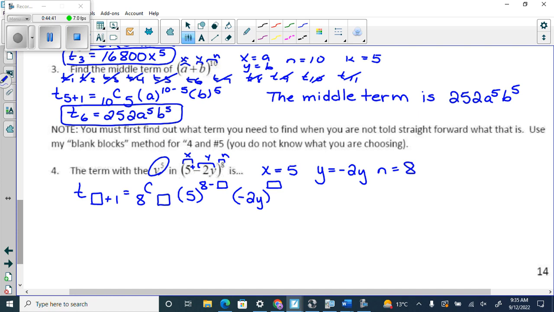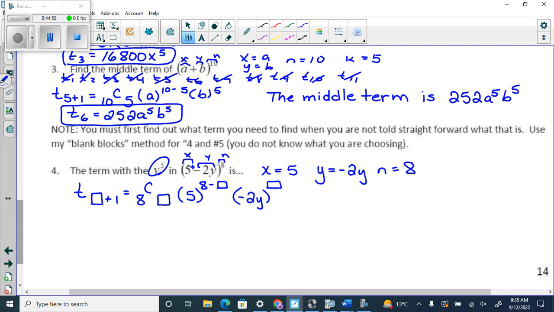And all those boxes are the same, right? They're all k. So if I can figure out what one of those boxes is, I can figure out every box. We agree? Is this helpful in any way to figure out what term has y to the 5 in it?